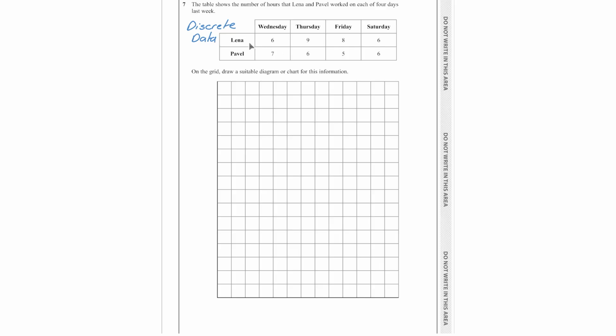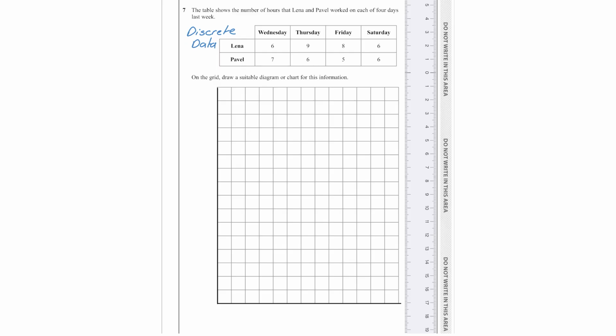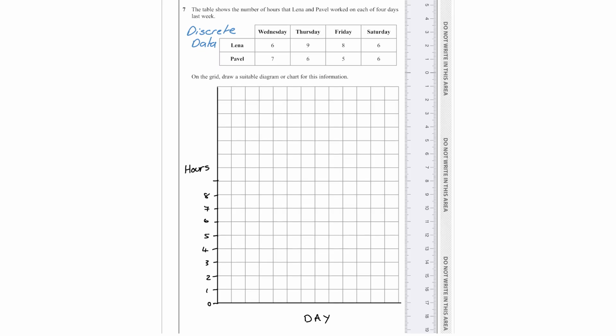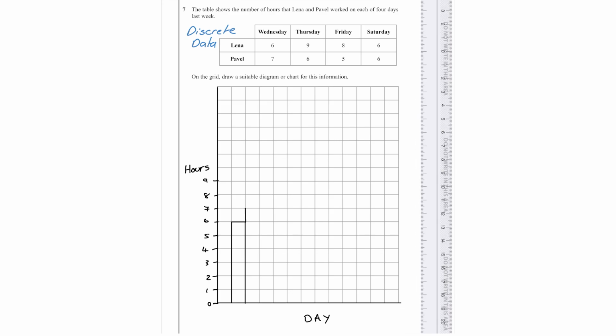And as we're dealing with 2 people, 1 day, and its number of hours. These are the hours. The hours go up to a maximum of 9. And then label your axes. I'm going to write day down the bottom. And then hours for the y-axis. And that's 0. That would be 1. And we'll do Wednesday first. That's Lena's 6 hours. Now let's do Pavel's. And then we'll leave a space because otherwise it would be a histogram if we didn't leave a space.